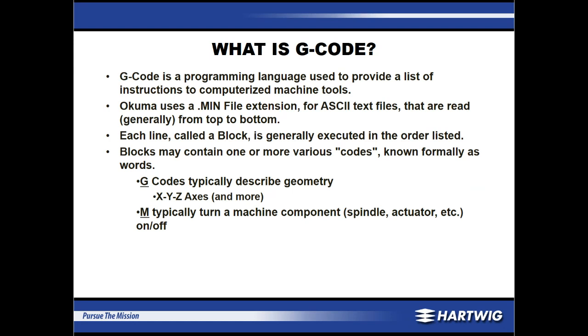G-codes, which is what G-codes are named for, would typically be associated with an axis address that we would tell the machine to move to that point. M-codes would typically be used to turn a machine component on or off, be it a spindle, an actuator, or perhaps coolant.